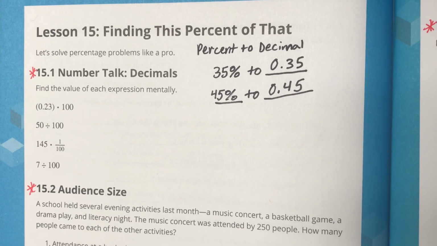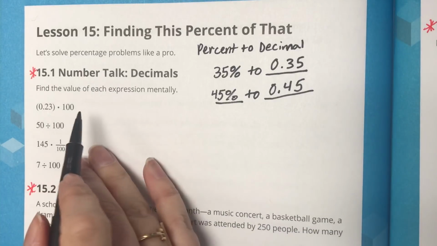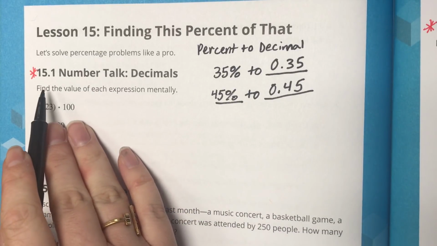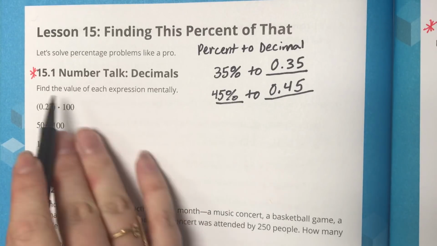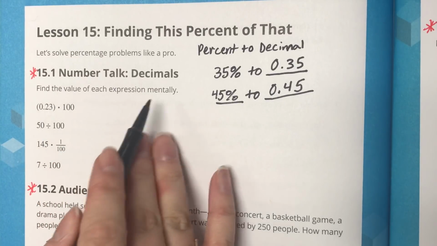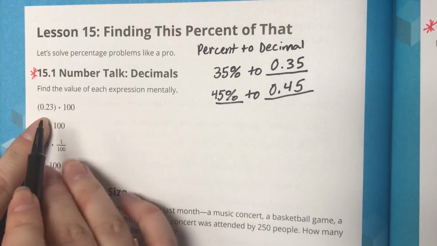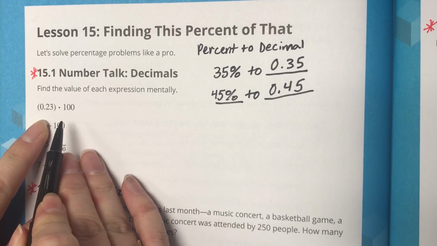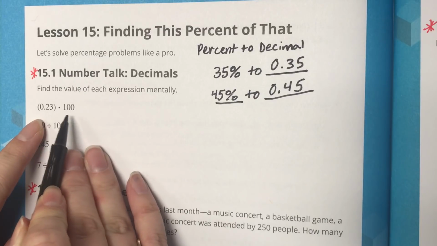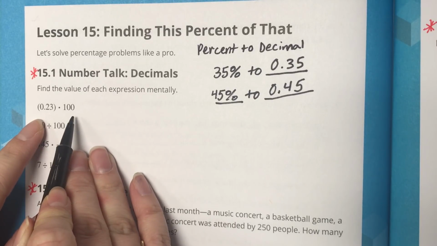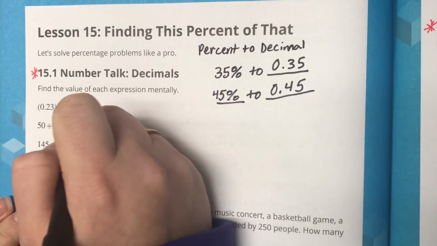Alright, welcome back. We are going to go over 15.1, number talk decimals. Find the value of each expression mentally. So if you look at this, it's 0.23 times 100. So you can think about it as 23% of 100. Well, we know 23% of 100 is just 23.